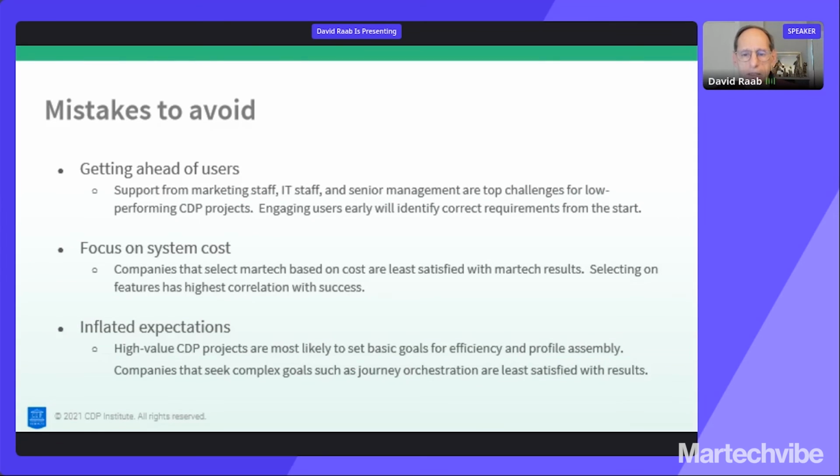select systems, you can select on features, you can select on cost. The people who select on cost, in general, not just with CDPs, with all MarTech, are less happy than the people who actually selected on features, who did their work. So you really do have to focus on the features.